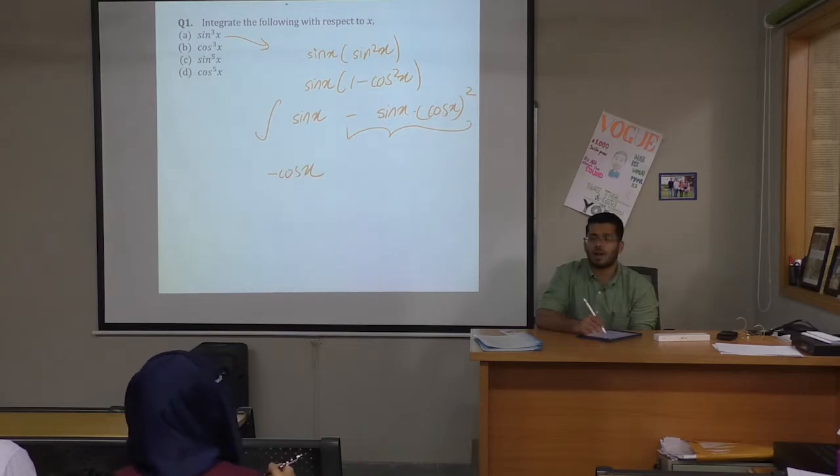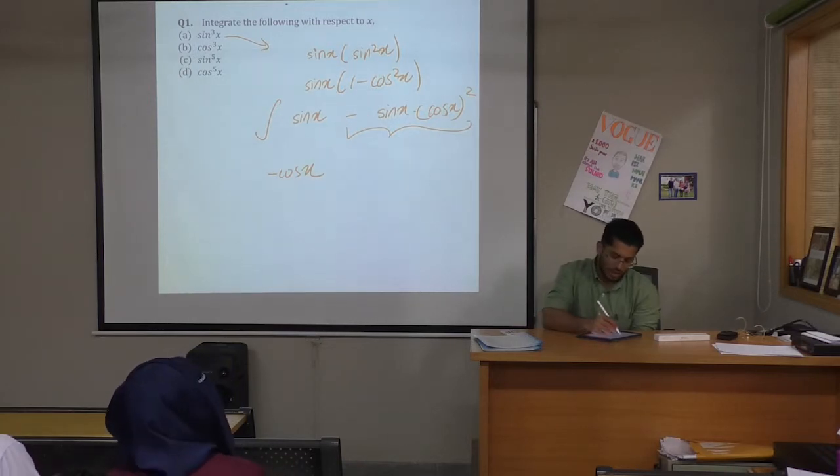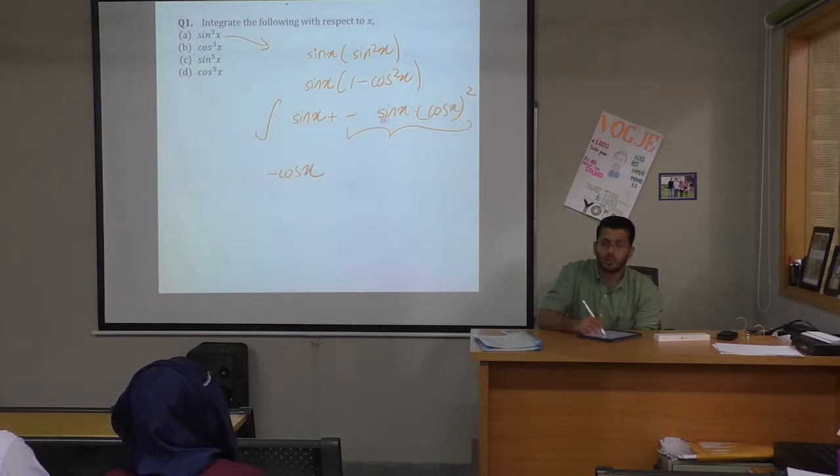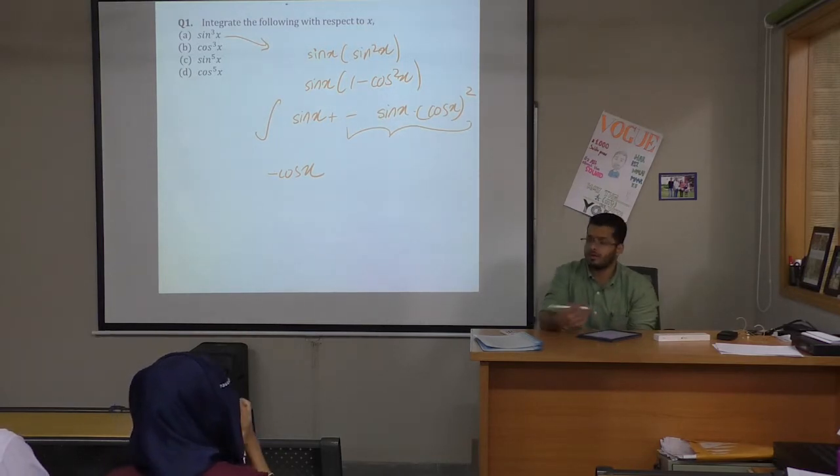Cos की differentiation is minus sine. ठीक है? You have minus sine in the product. So what do? Add 1 to the power, divide by the new power.